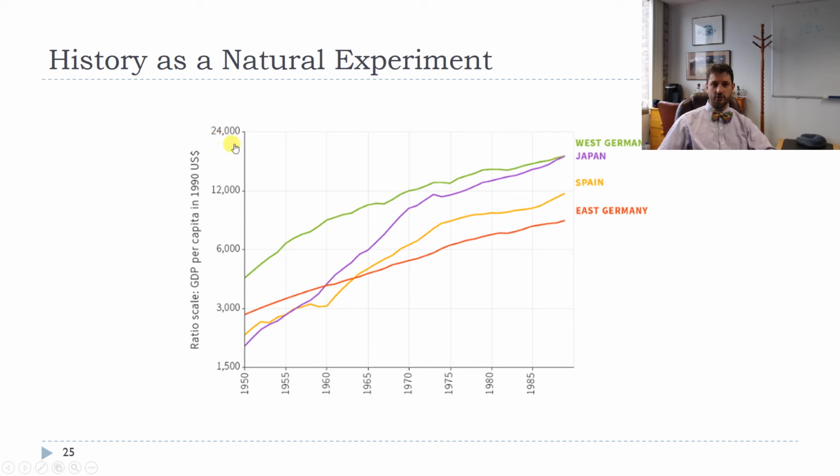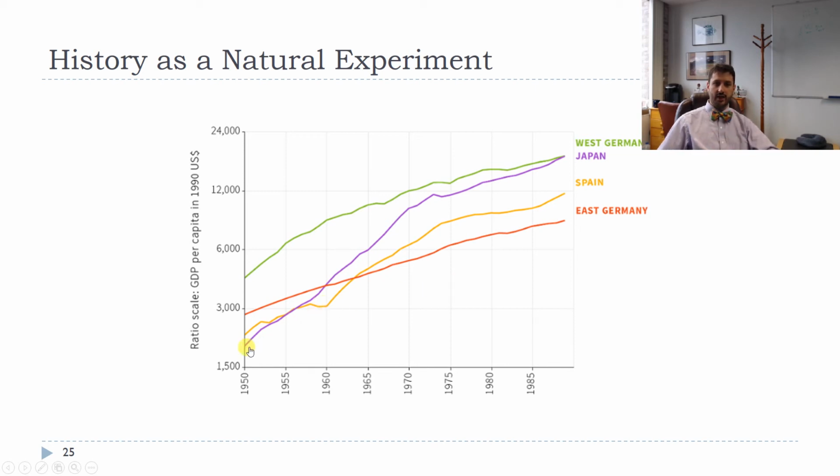So this is a ratio scale on the vertical axis, and so you can see the higher slope of the green line for West Germany meant that they ended up significantly richer before reunification in 1990. And a lot of reunification has been about trying to even that out.